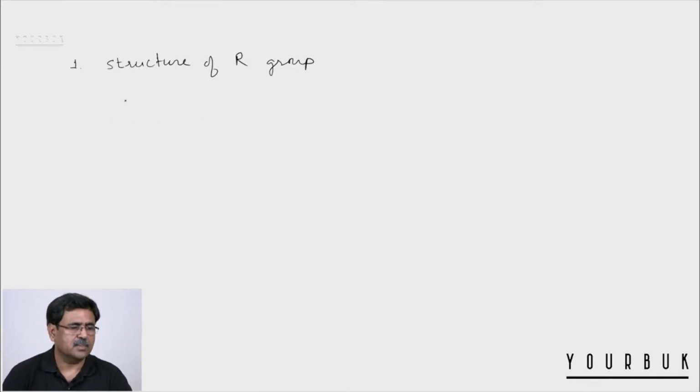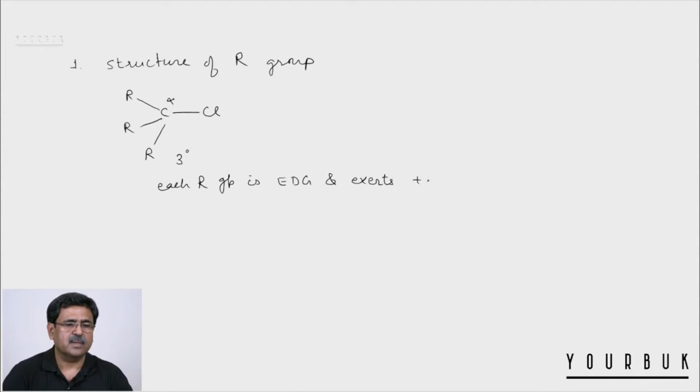So let us take this example. Now this is an example of a tertiary alkyl chloride. Why tertiary? Because the alpha carbon is bonded to 3 alkyl groups, so this is called 3 degree, a tertiary. Now we know that each alkyl group is an electron donating group and exerts plus I effect, plus inductive effect. So each alkyl group is increasing the electron density around the chlorine atom.